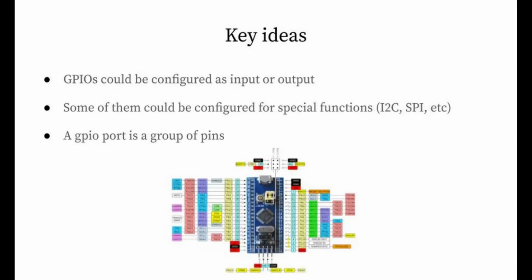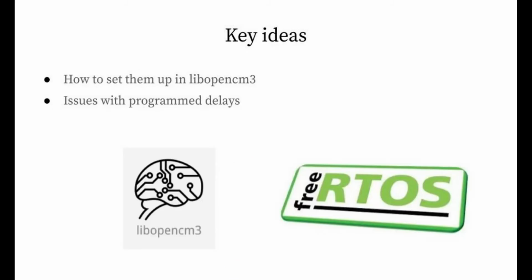Like the Arduinos, the pins could be configured as input or output pins, and some of them are specialized to do certain functions such as SPI or I2C communication. A GPIO port is a group of pins, and there are 3 ports named GPIO A, B, C in the Blue Pill. How to set them up with libopencm3, which we'll look into later. And finally, the issue with program delays.